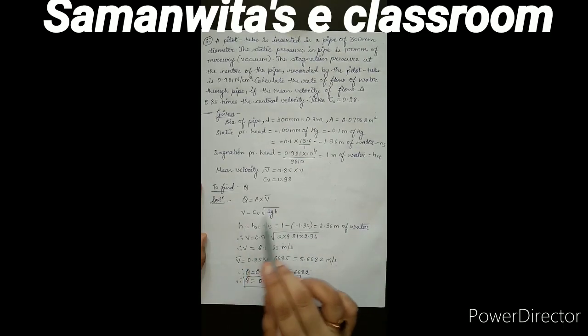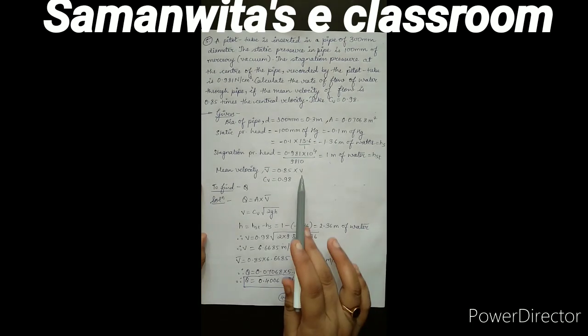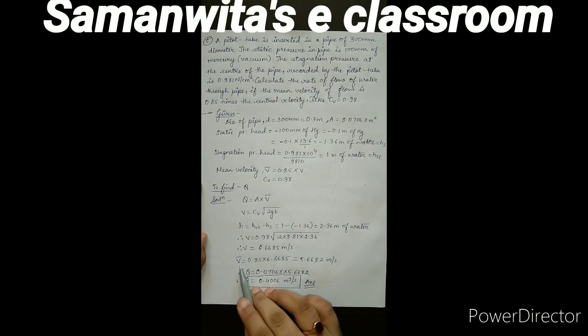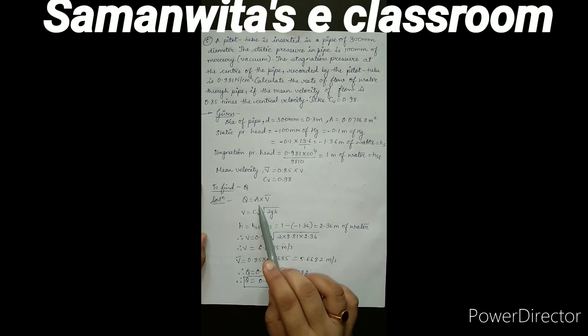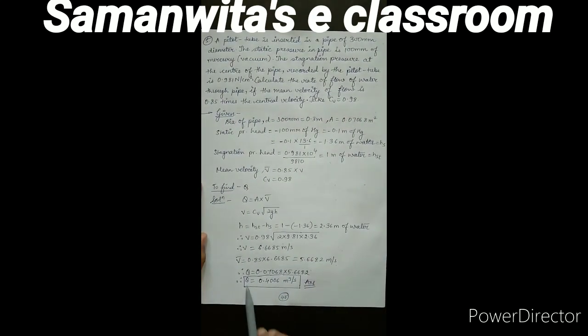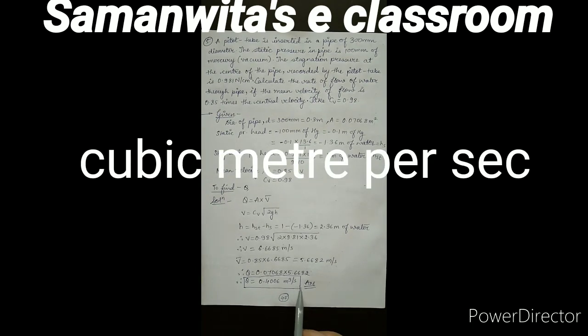When I substitute the value of h in this formula, I get V as 6.6685 meters per second. When this value of V is substituted in this equation for calculating V bar, I get the answer as 5.6682. And when this V bar is substituted back in this formula, knowing the value of A, which I have calculated, we get the value of Q as 0.4006 meter cube per second. If you want, you can convert this into liters per second by multiplying with 1000.